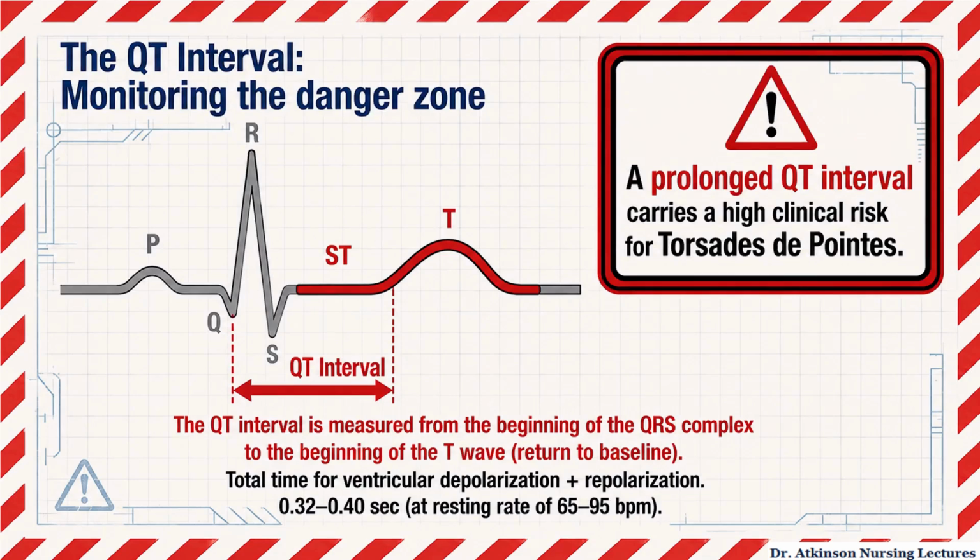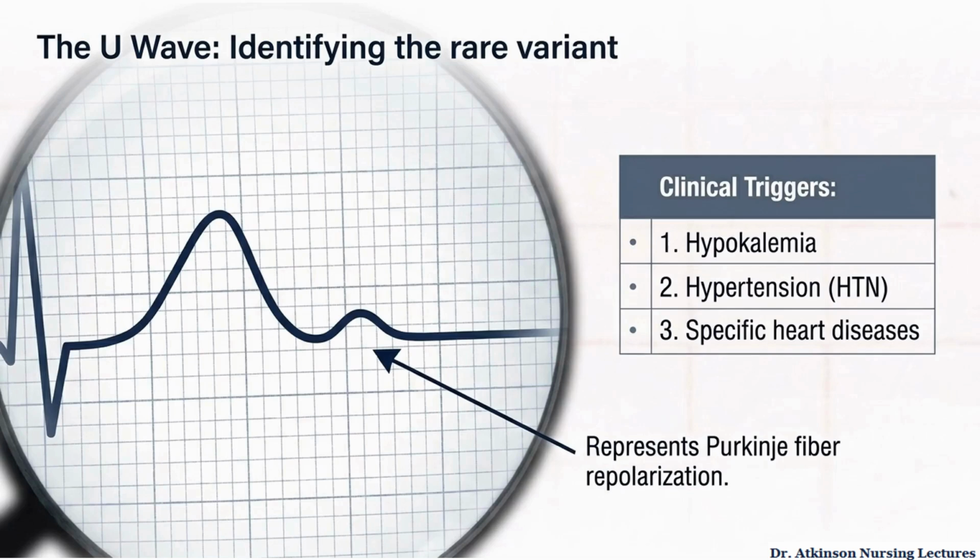The QT interval covers ventricular depolarization and repolarization together, normally 0.32 to 0.40 seconds, at a resting rate of 65 to 95. A prolonged QT puts your patient at risk for torsades de pointes. The U wave is a rare finding representing Purkinje fiber repolarization. Watch for it with hypokalemia, hypertension, or certain heart diseases.